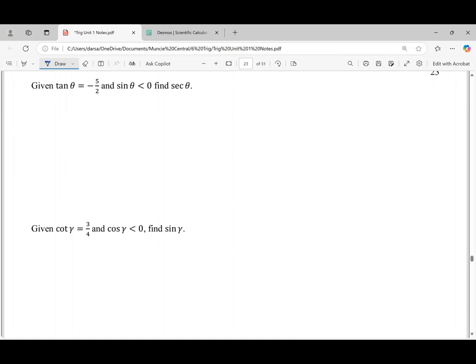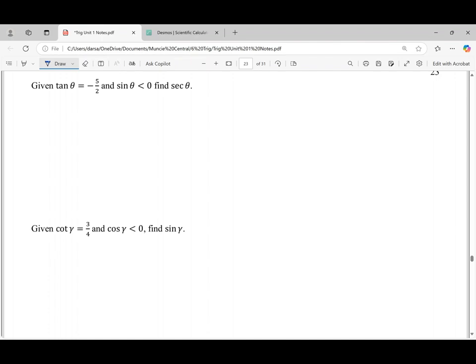In this problem, we are given the tangent of an angle and we're told what sign the sine of the angle has, and we're asked to find the secant. Remember, when we're given problems like this, there's basically 4 steps. Figure out what quadrant you're in, draw the reference triangle, make sure you're labeling the sides and watching your pluses and minuses, and then answer the question.